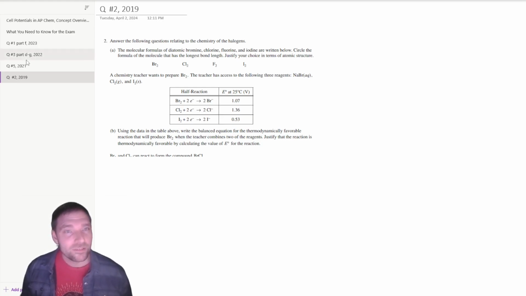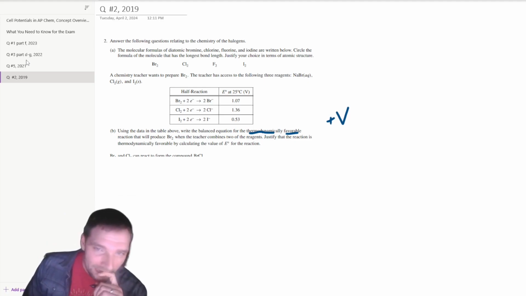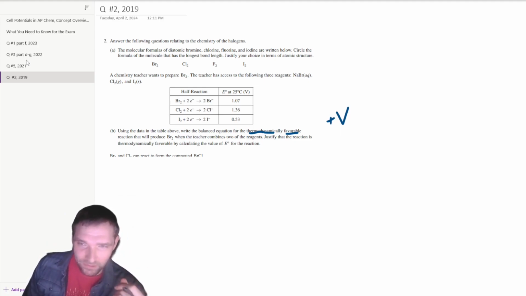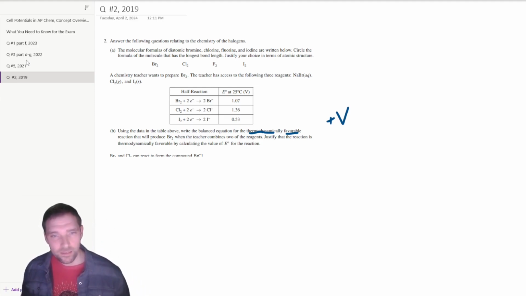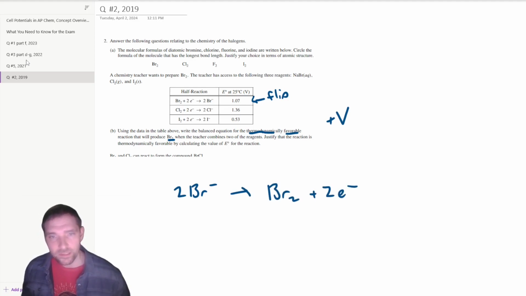It's not that bad. So the main thing here is that thermodynamically favorable. So I want a positive voltage, and I want it to be as positive as possible if this is going to happen spontaneously. So we want something that's going to make this Br2. So I know that I'm going to need to flip this reaction. So I know I'm going to have 2 Br minus forming Br2 plus 2 electrons there.